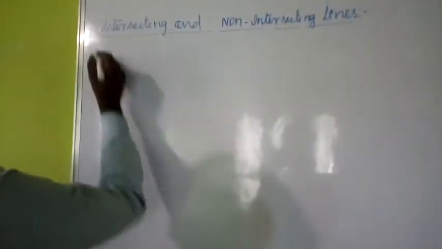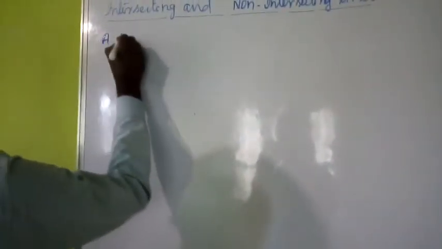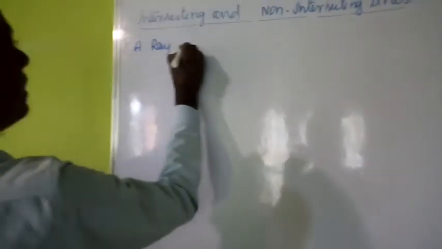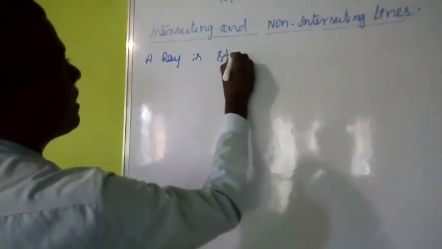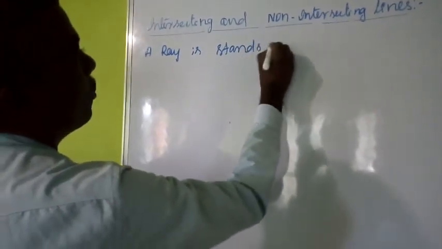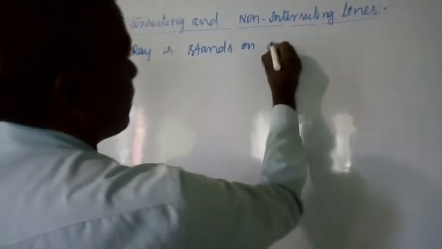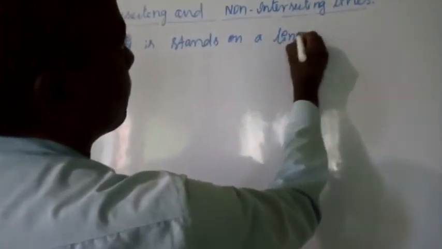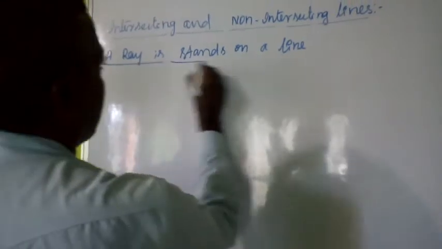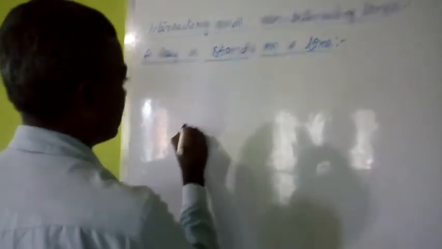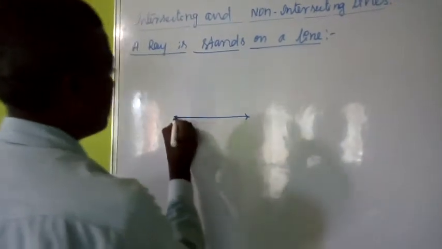A ray stands on a line. On a line there will be a ray. Okay, how is it? It means a ray stands on a line. So a line, we already know that, is endless as well as breadthless.